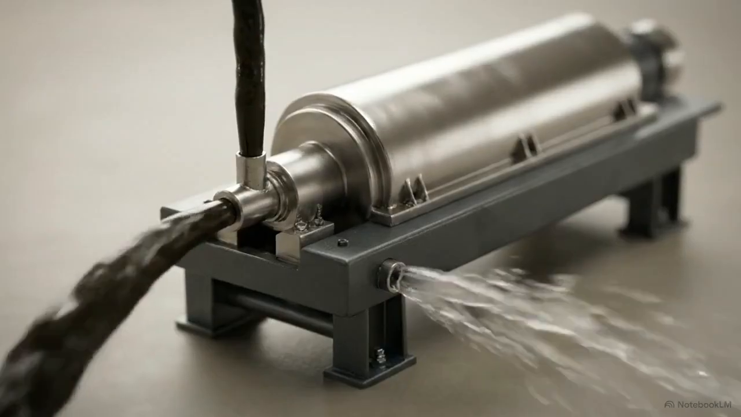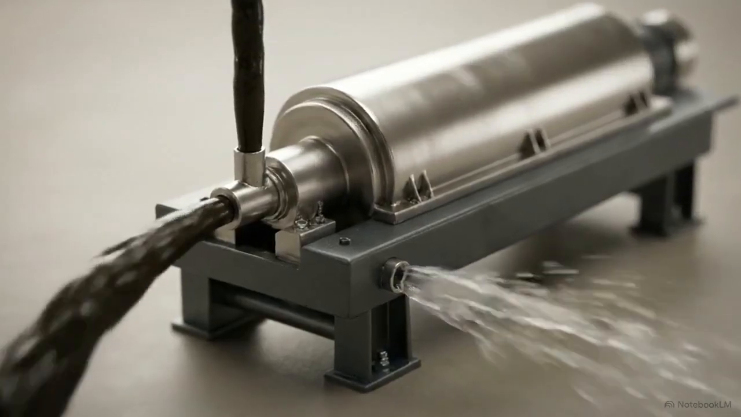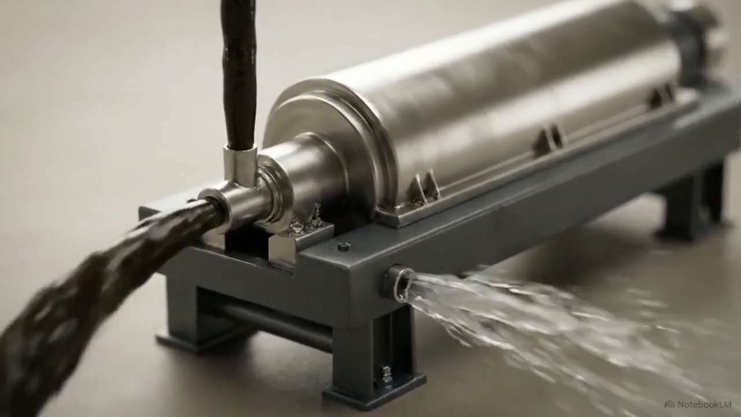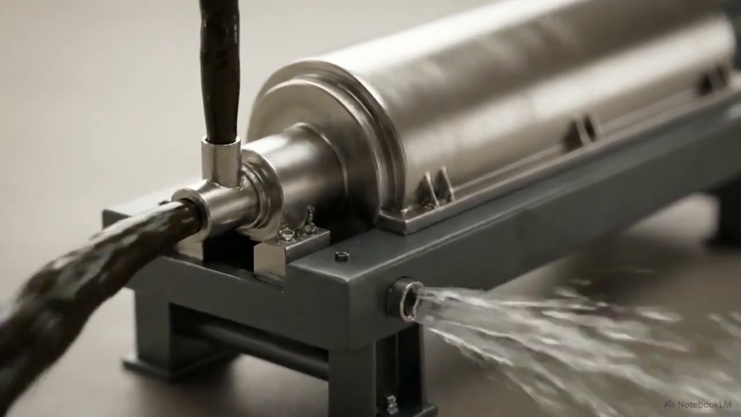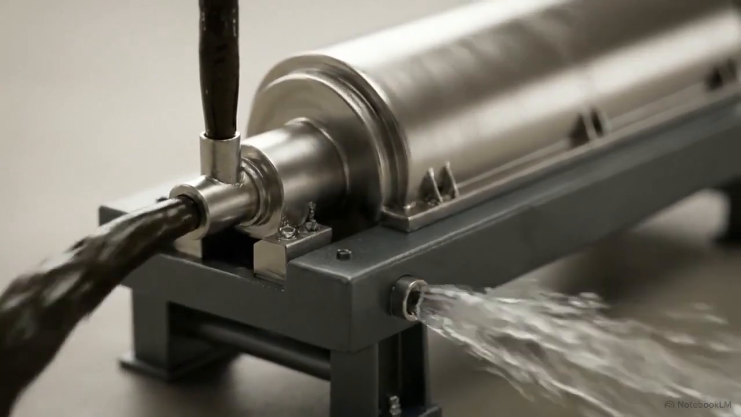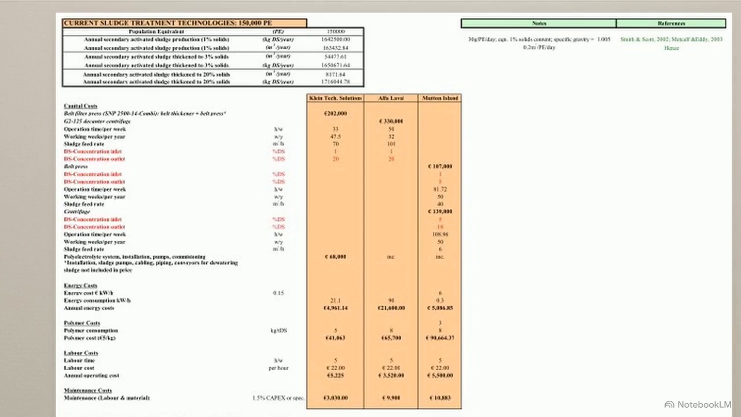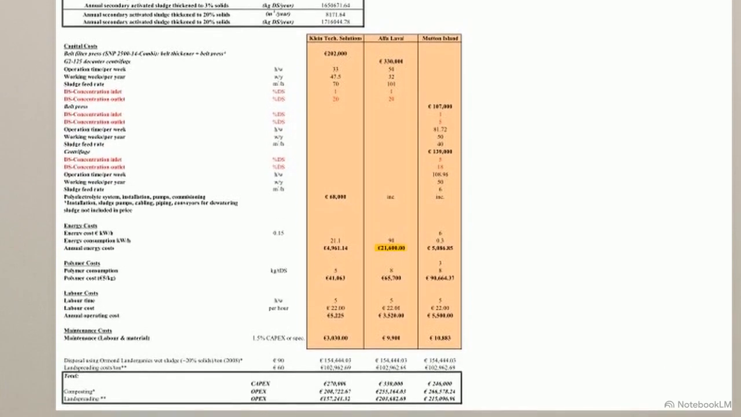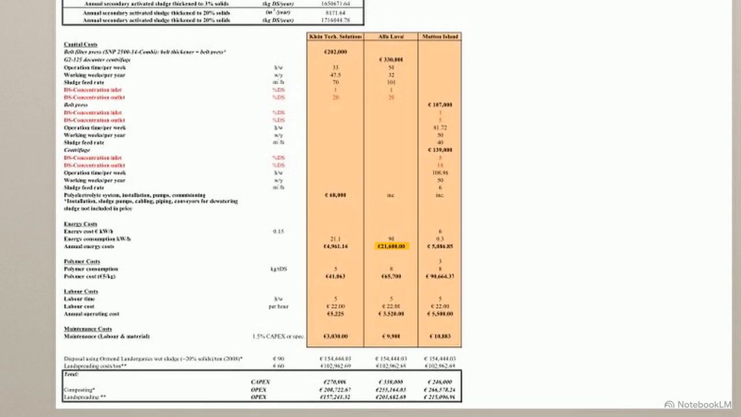Reaching 20% density requires heavy industrial machinery. Plants rely on mechanical belt filter presses and high-speed decanter centrifuges to physically rip water from the sludge. This table shows capital trade-offs for a 150,000 PE plant. The Alfa Laval centrifuge demands 330,000 euros in CapEx, but OPEX is relentless. Power costs 21,600 euros annually. Achieving 20% solids also requires injecting synthetic coagulants.